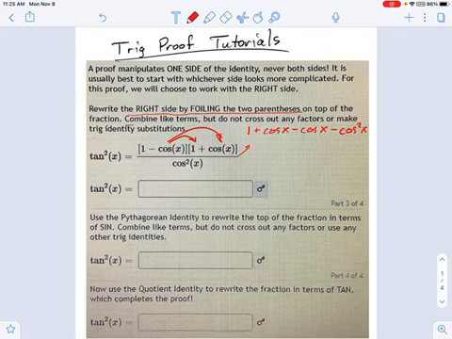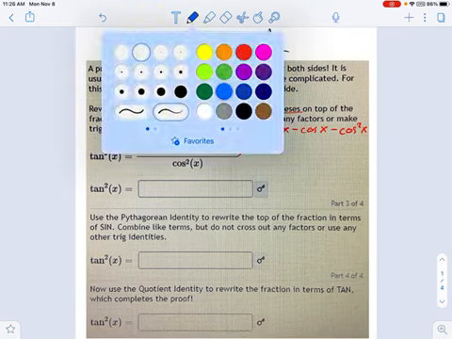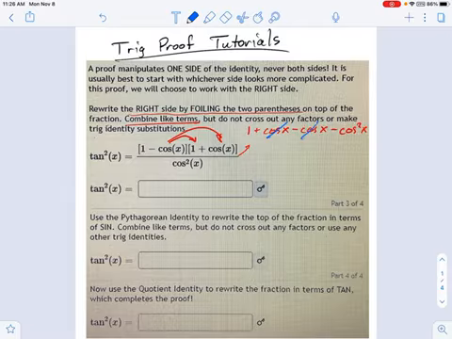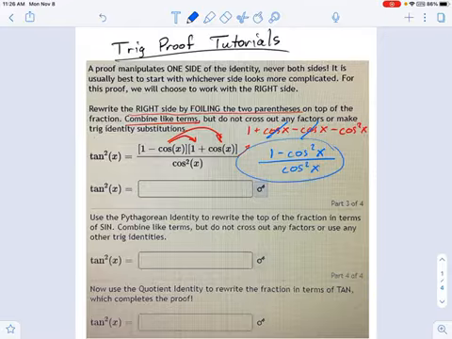And it says combine like terms. So let's go ahead and combine like terms. Let's see what we get here. Cosine minus cosine, that cancels out. So all we get is 1 minus cosine squared x. Now that's on the top. On the bottom, we still have cosine squared x. Okay, so this would be what we put in here.